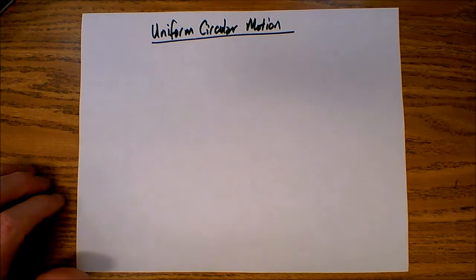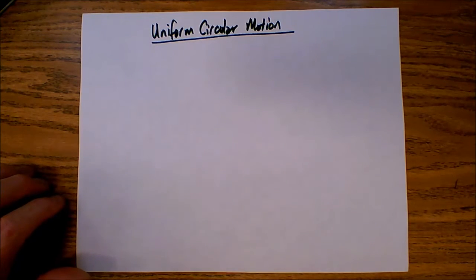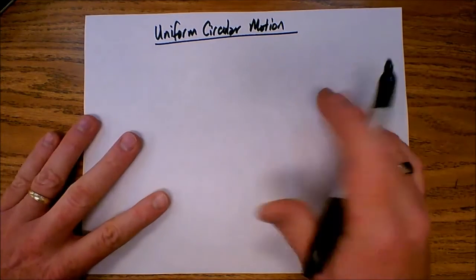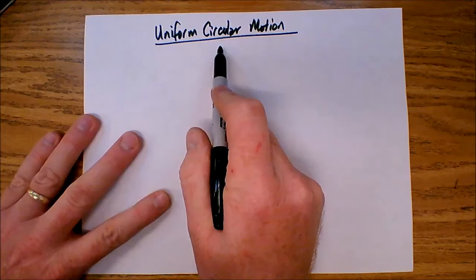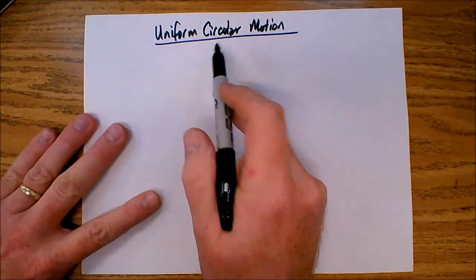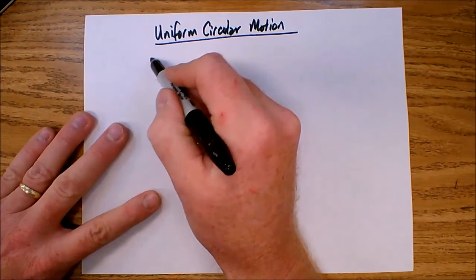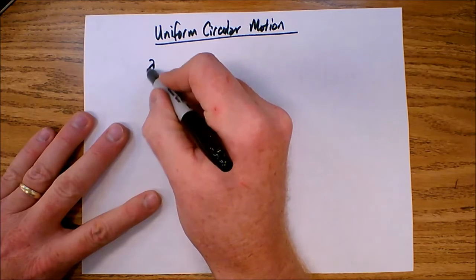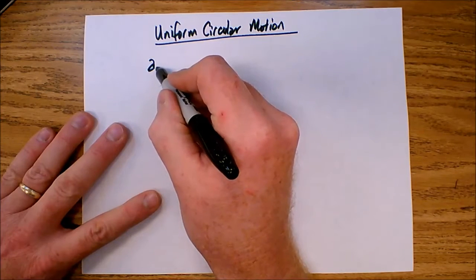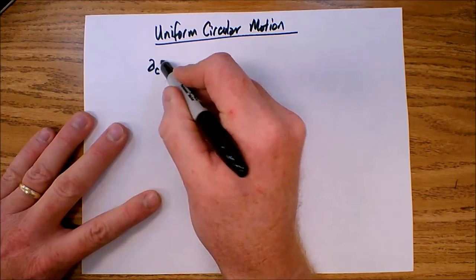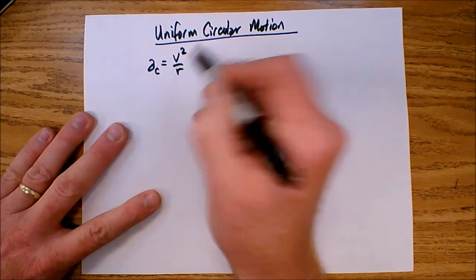Today we're going to look at some examples of uniform circular motion. We're going to look at a simple pendulum example and a roller coaster problem example. So let's quickly remind ourselves, uniform circular motion means moving in a circular path at a constant speed. Anything undergoing uniform circular motion has an acceleration towards the center, which we call centripetal acceleration, equal to v squared over r.